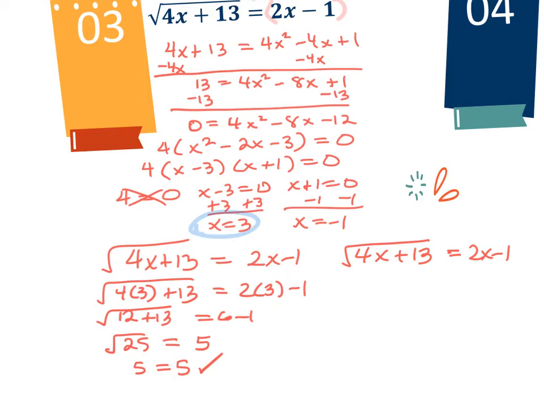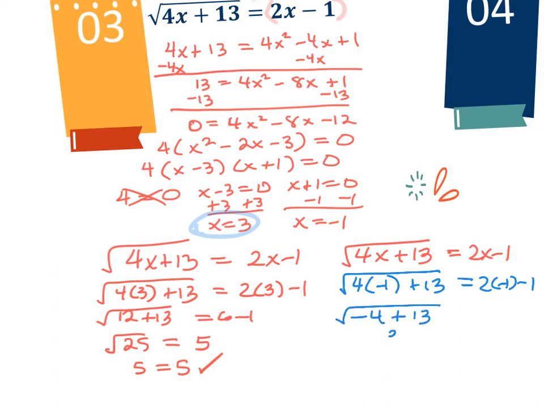Let me try the negative 1. So 4 times negative 1 plus 13. 2 times negative 1 minus 1. Negative 4 plus 13 gives me 9. Square root of 9 is 3. Let me finish up this side. Negative 2 minus 1 is negative 3. 3 does not equal negative 3, so this solution is extraneous. So again, I only have one solution here.